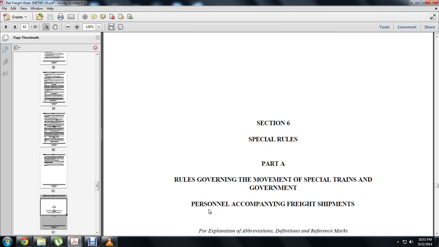Section 6, Special Rules, Part A: the rules governing movement of special trains and government personnel accompanying the free shipments.